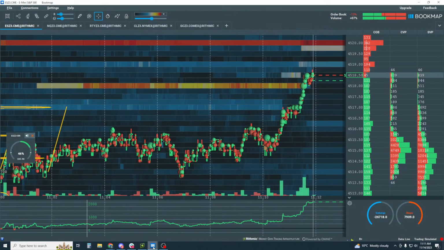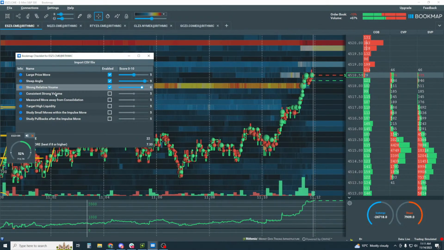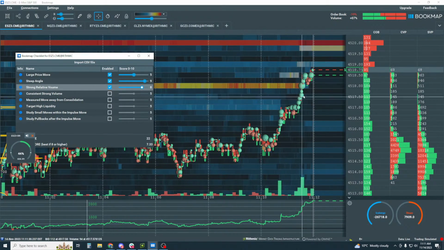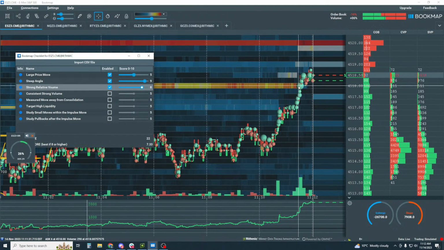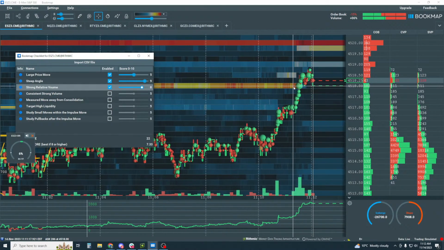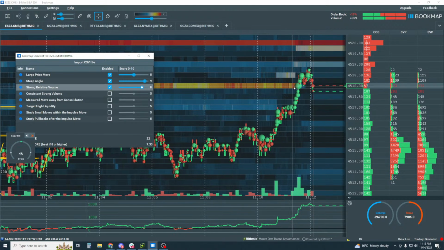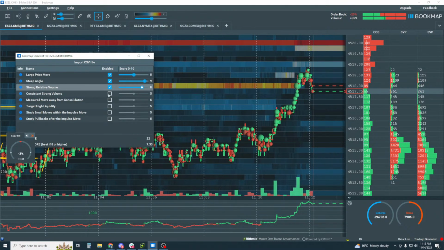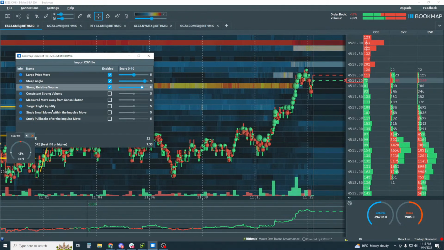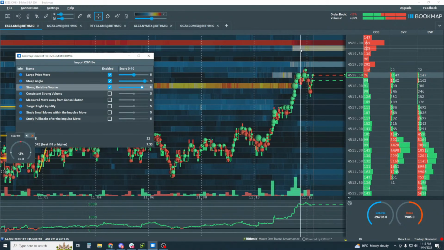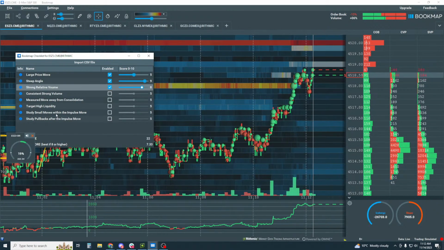So let's go through it again. All right, and then consistent strong volume. See how this one has consistent and strong volume here, right into and through high liquidity. Move away from consolidation. Target higher liquidity at 20.